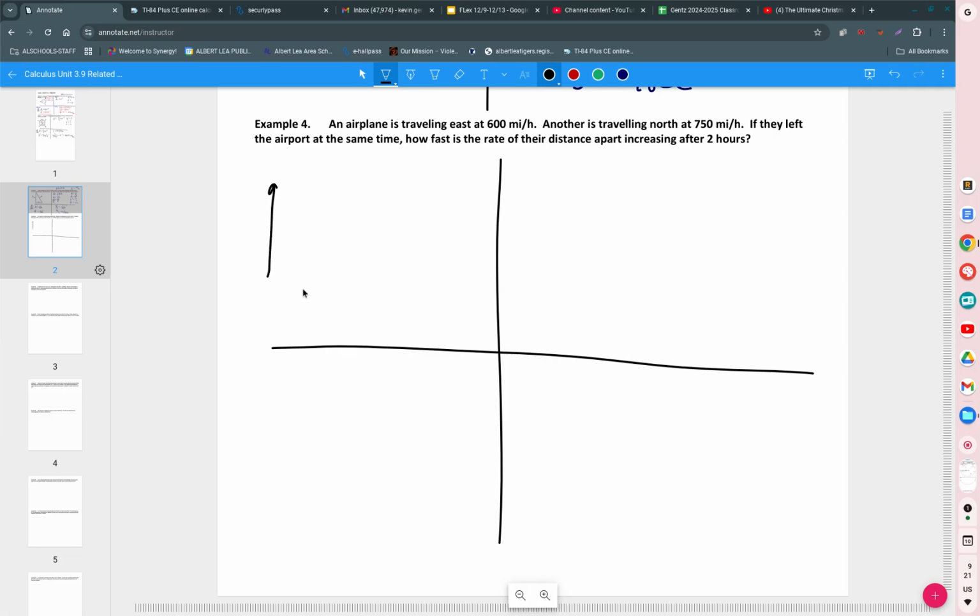One plane is headed north and one is headed east. The one traveling east is traveling at 600 miles an hour, and the one traveling north is 750 miles per hour. We're wondering how fast is their distance apart increasing?